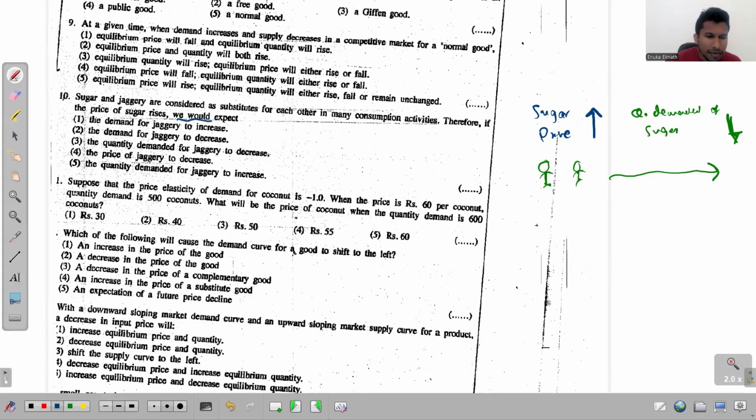So we'll read. We would expect the demand for jaggery to increase. Yes, the jaggery demand will increase. The second one, the jaggery demand decrease. No, that's wrong. The quantity demanded of jaggery to decrease. See that now. Nothing will happen to quantity demanded of jaggery.